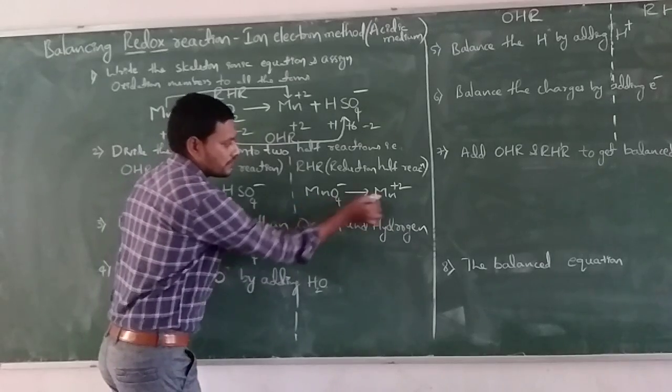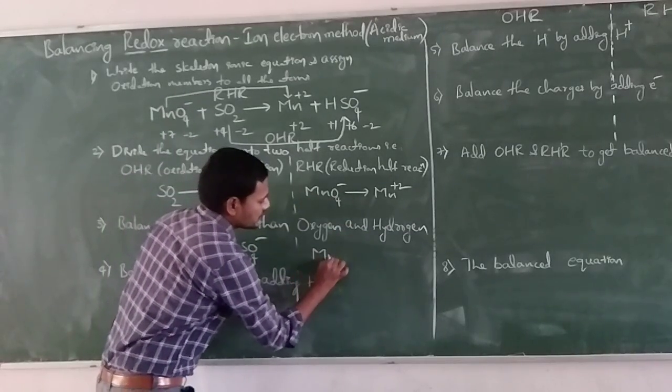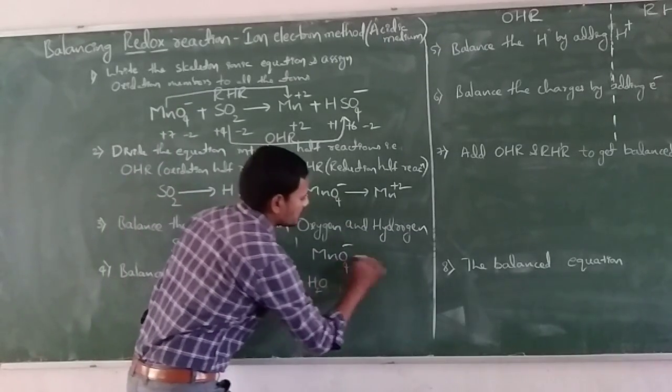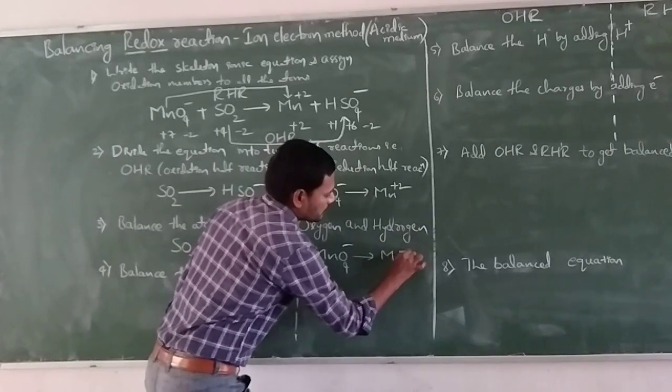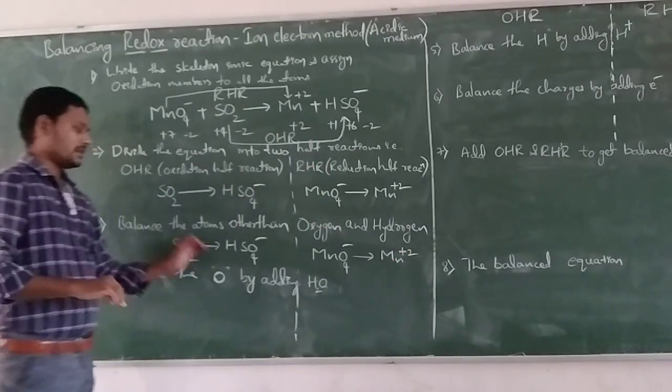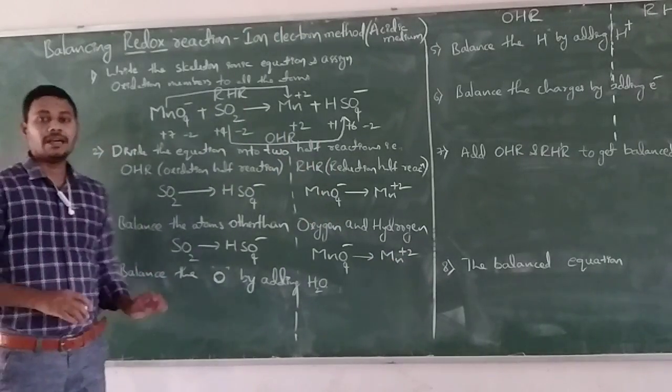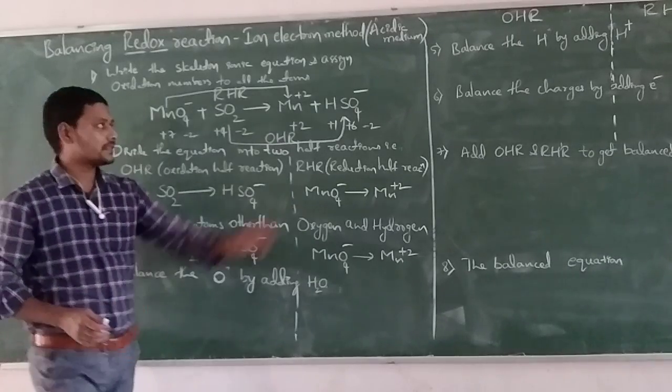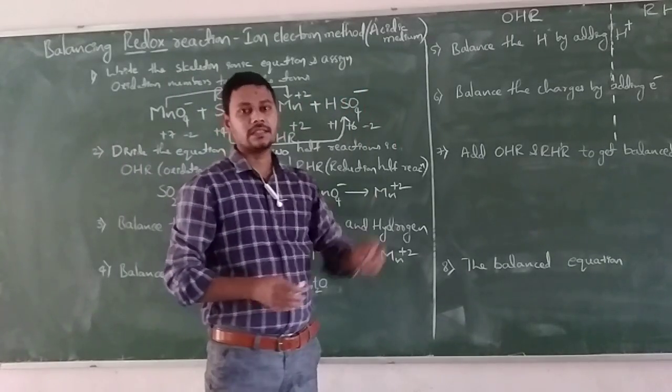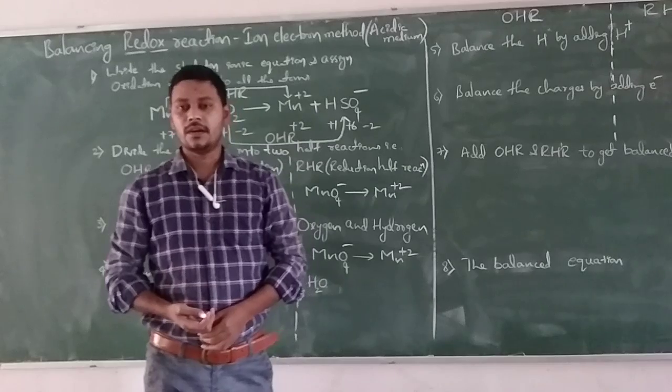So 1 manganese left to 1 manganese right. So as this, I am writing MnO4 minus gives rise to Mn plus 2. This is the third step. Now fourth step, we are balancing the oxygen atoms. In acidic medium, we are balancing the oxygen atom just by adding the water molecule.